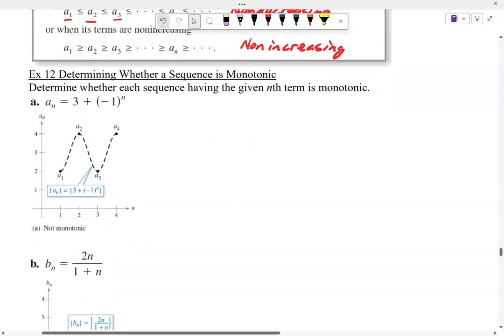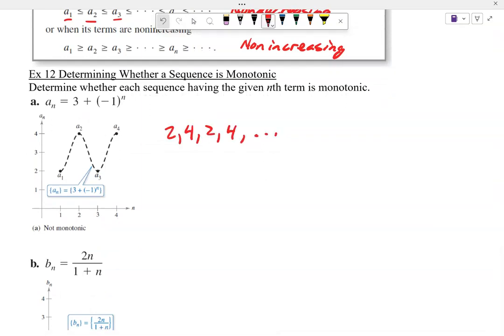Let's determine whether it's monotonic or not. This one was the old 2-4-2-4 one, right? Well, is it increasing the whole time? No. Is it decreasing the whole time? Is it the same number every time? No, so it's not monotonic, right? It's alternating. Not monotonic.